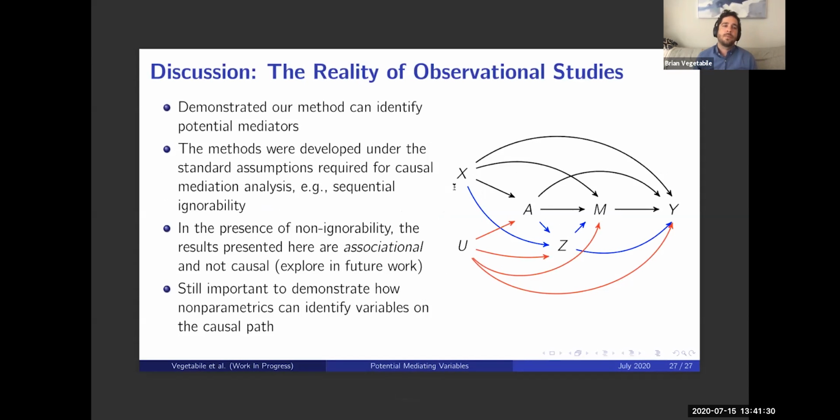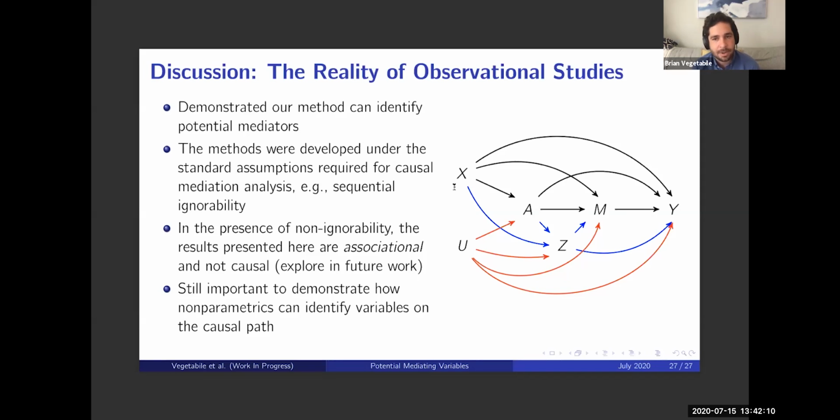And so we basically set out to demonstrate, can you identify potential mediators using definitions from the causal mediation framework and non-parametric estimators. Right at the outset, we didn't talk through it, but this was all done under standard assumptions for causal mediation analysis, sequential ignorability, and the like. But in the presence of non-ignorability, the results here are associational, not causal. You've identified something that is potentially on the path, and you have a similar result to what you'd have in Baron and Kenny, but you get to use more model flexibility. And we're going to explore this in future work.